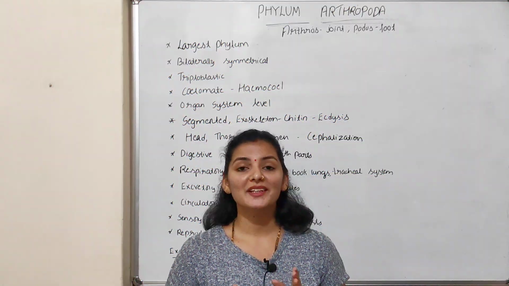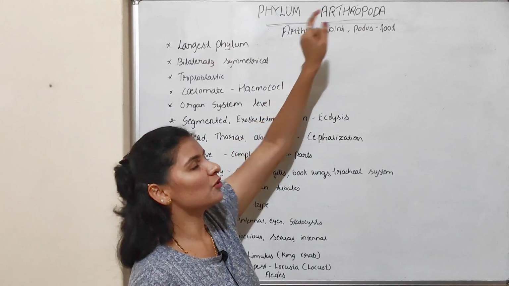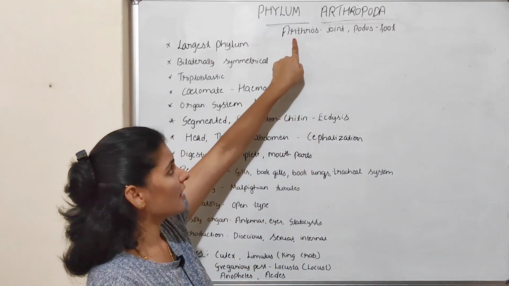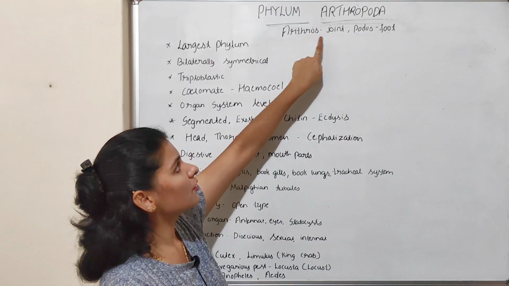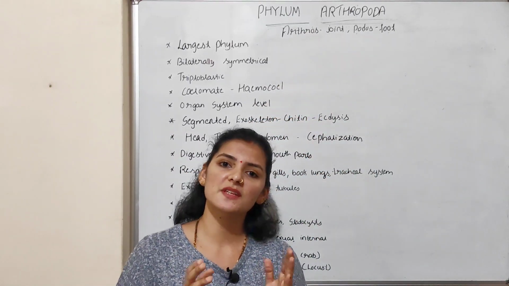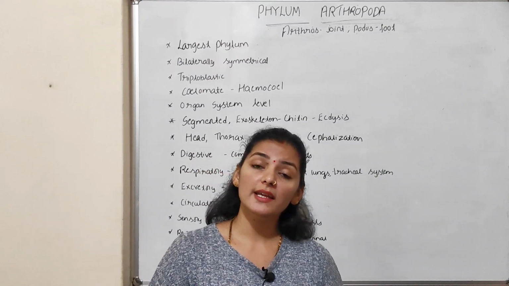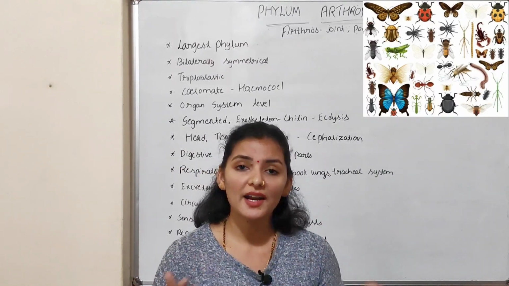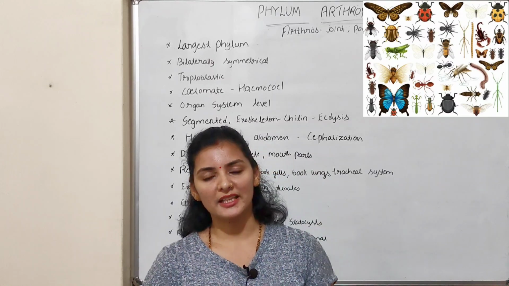In this video I'm going to talk about the characteristics of Phylum Arthropoda. The name Arthropoda is derived from two terms, arthros and podos. Arthros means joint, podos means foot. So these are organisms having jointed feet, or they are joint-footed animals. The Phylum Arthropoda is the largest phylum among the kingdom Animalia.